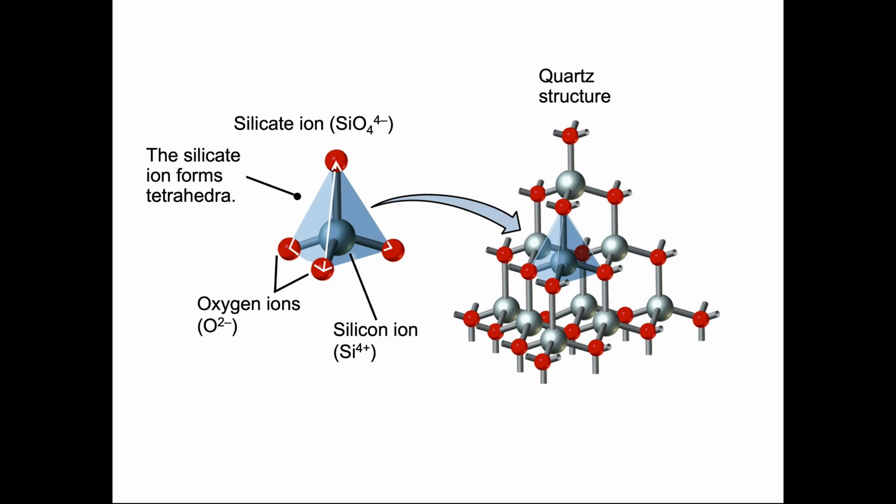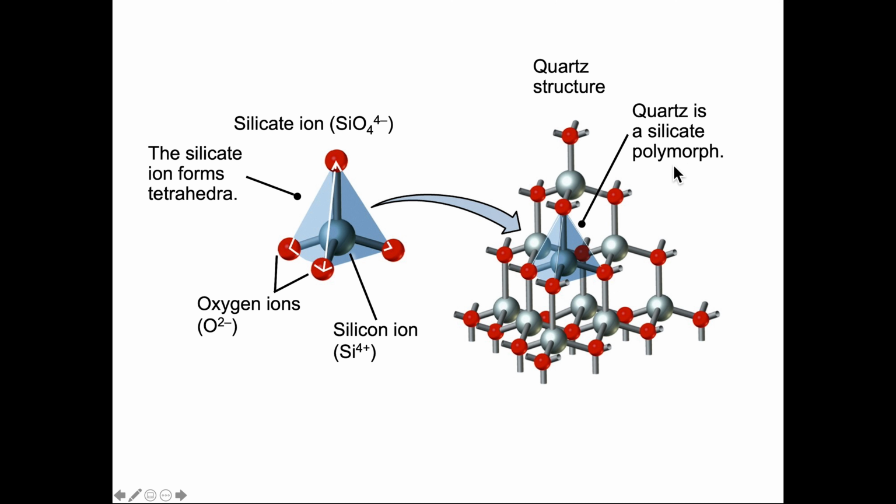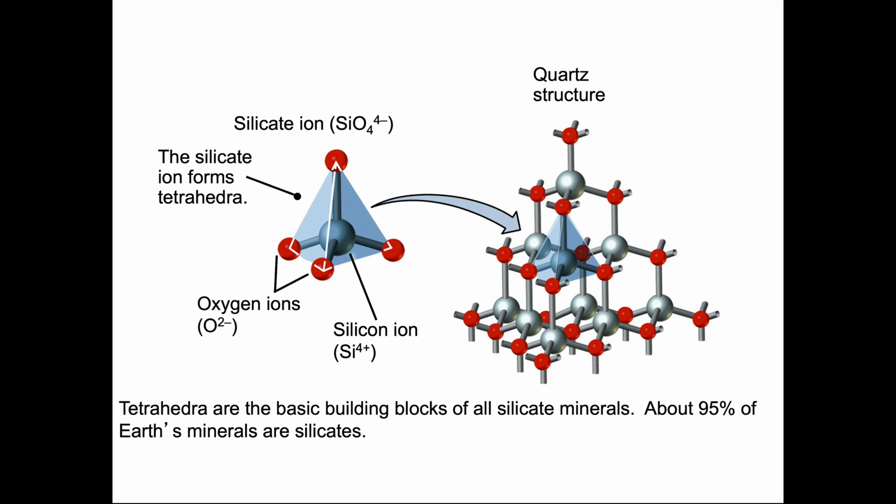Building with these silicate tetrahedra, we're going to combine them together in quartz by simply linking the oxygens from one tetrahedra to the oxygens of an adjacent tetrahedra. So one tetrahedra here is linked to this tetrahedra, it's linked to this tetrahedra, and so on, forever and ever in 3 dimensions. Quartz is a silicate polymorph. There are a number of minerals that have this same formula, SiO2. Quartz is one of them.